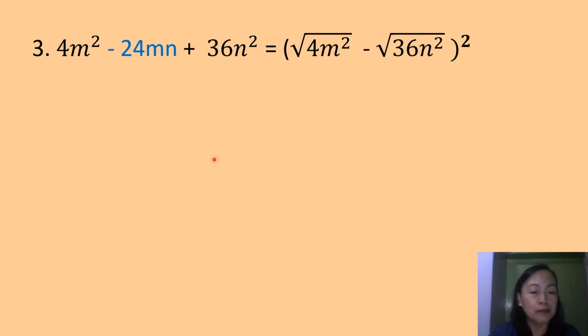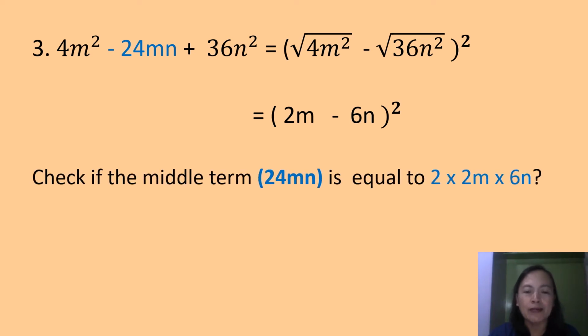Sure ka ba yan, ma'am? I-check natin. Okay, check if the middle term is 24mn. Okay? This is equal to twice the product of 2m times 6n. Oh, okay. 2 times 2 is 4, times 6 is 24. Times n is 24mn. All right.